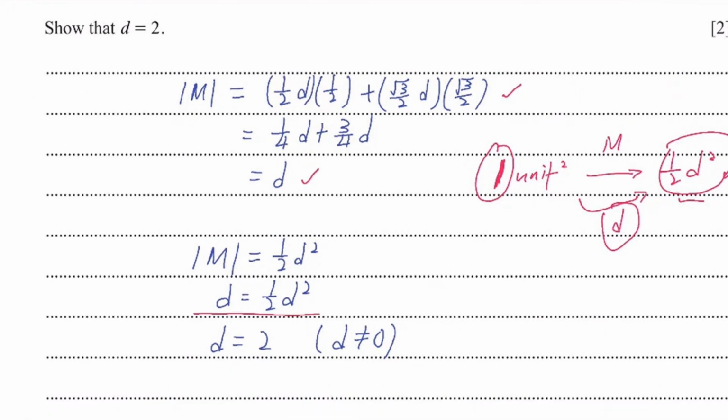So we can actually solve for the d there. The d value is actually equal to 2. But you have to indicate that we are not going to consider the value where d is equal to 0, because it is already mentioned that the d here is not 0 in the beginning of the question. So we also need to mention it. Okay, so that's for the second part.